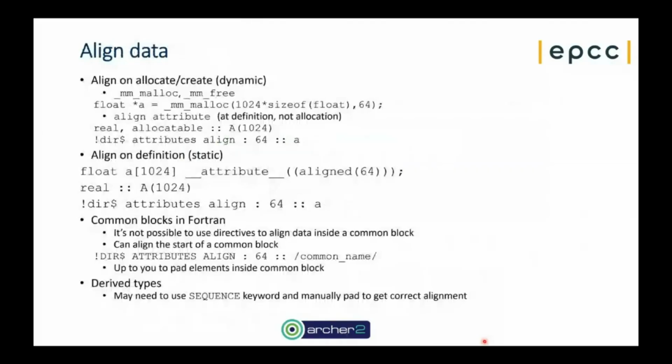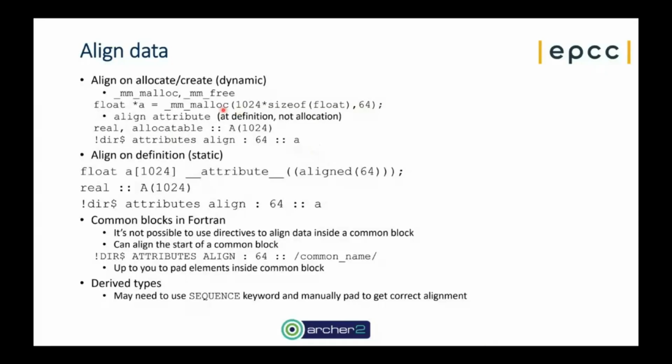How do we do this? How do we do the alignment? The alignment needs a special way of creating the variables in the first place. So there's this thing called _mm_malloc and _mm_free for C programs, which will do that alignment. Here it's creating an array called A, it's 1024 elements, and it's aligned on 64-byte boundaries. That's what it's doing there.